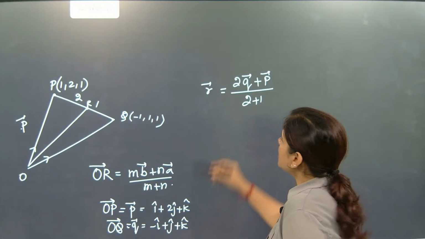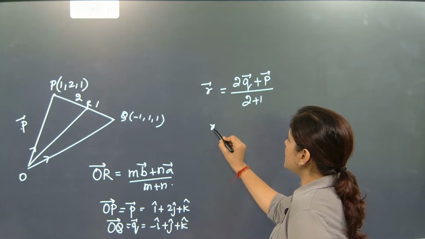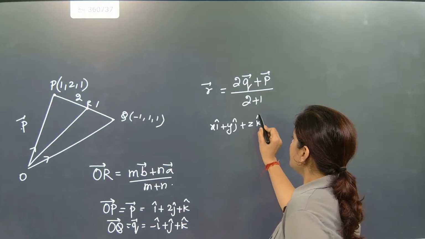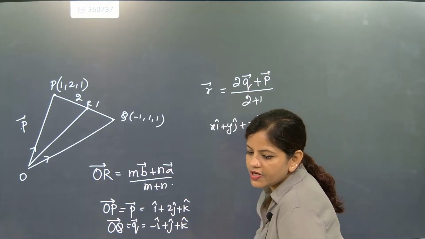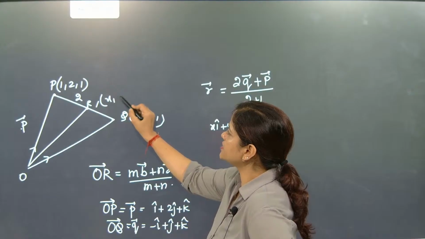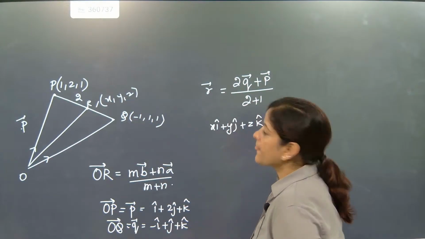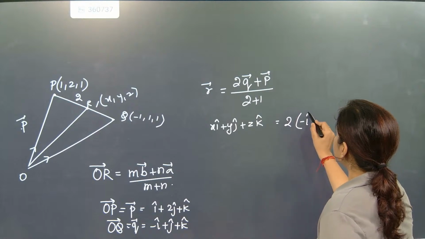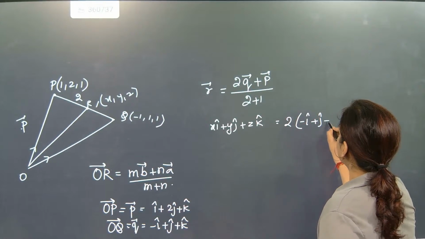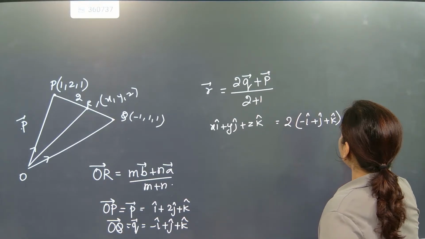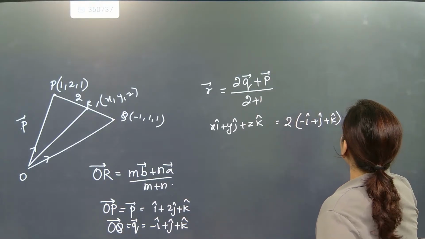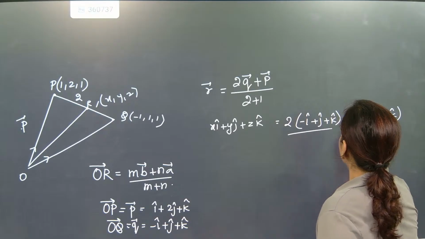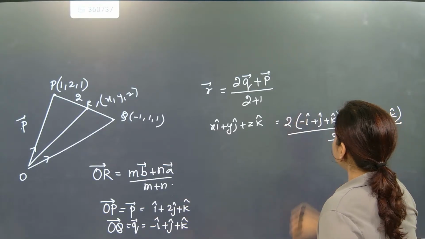Done. Now R vector we are going to write as xi, yj and zk, because this point we don't know. This point only we need to find. So we are going to write x, y and z. Okay. Now next part is Q. What is Q? Q is minus i plus j plus k, and then plus P. What is P, beta? i plus 2j plus k by 2 plus 1, that is 3.